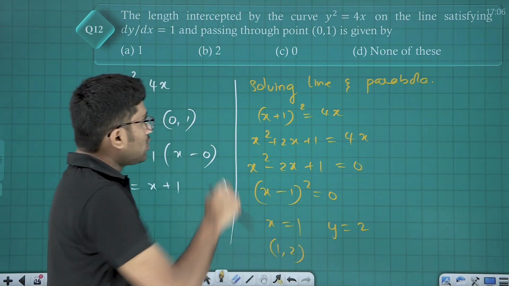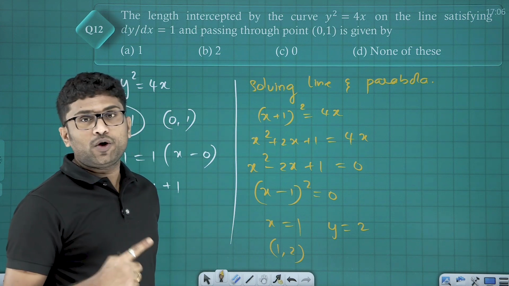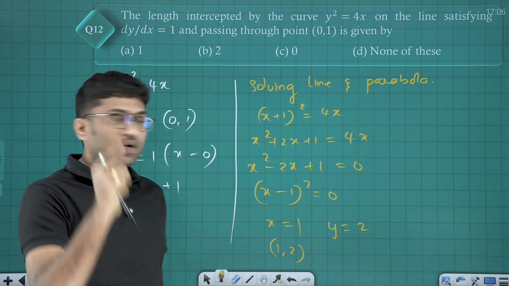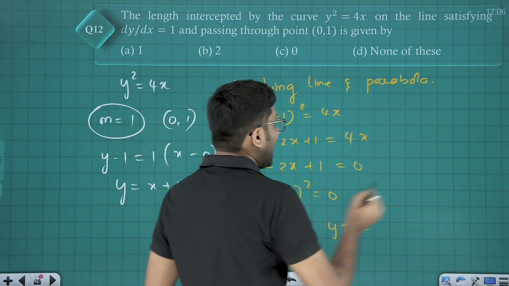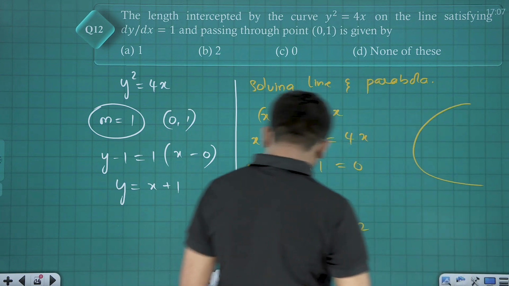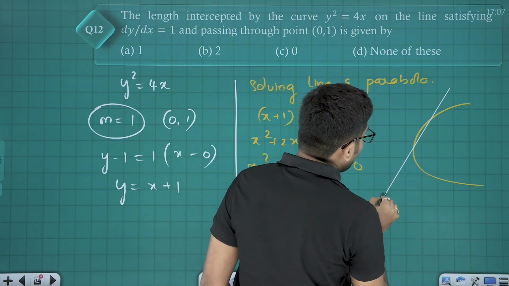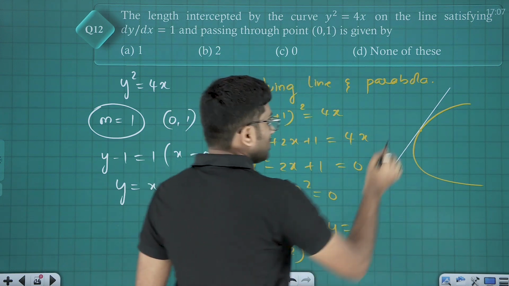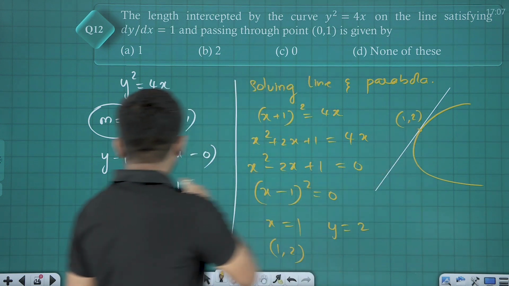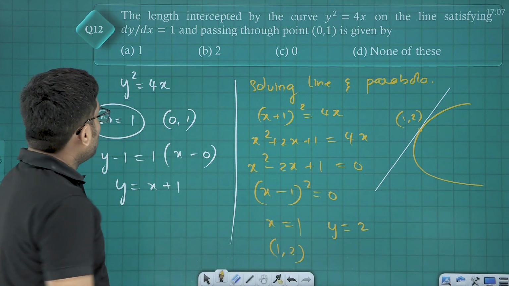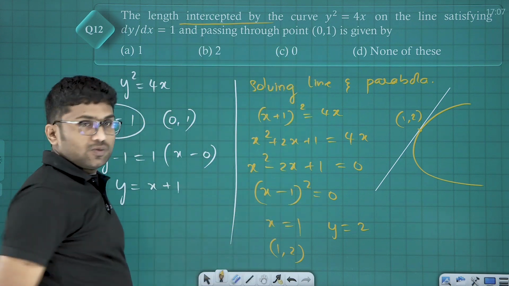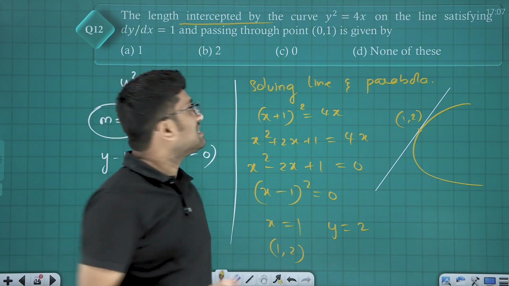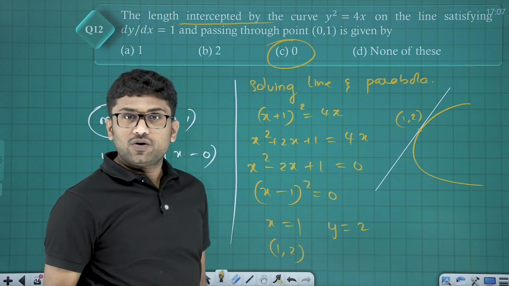So if you are solving a line and a parabola and you are getting only one point, that means this line will touch the given parabola, will intersect the parabola at only one point. That means this is going to be the tangent. This is the parabola. Now this line, as it is touching the parabola at only one point, is a tangent. This is 1, 2, and this is the point of contact. Now they are asking the length intercepted by the curve. If this is touching at only one point, what is the length intercepted by the curve? Only 0.